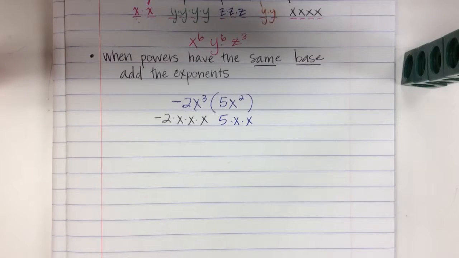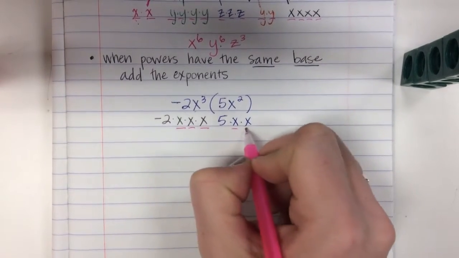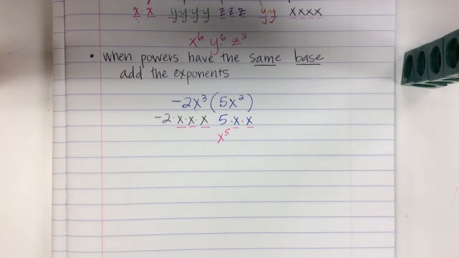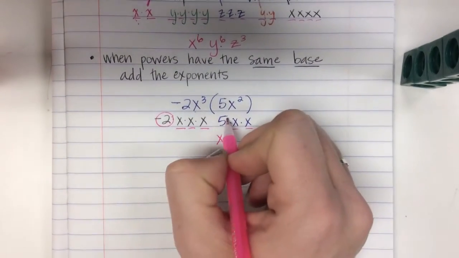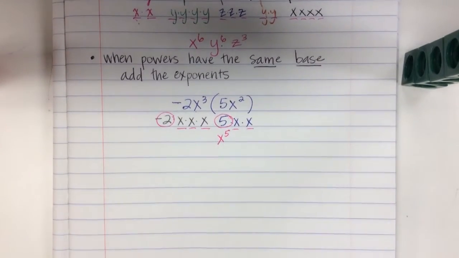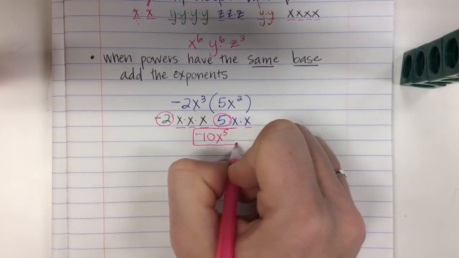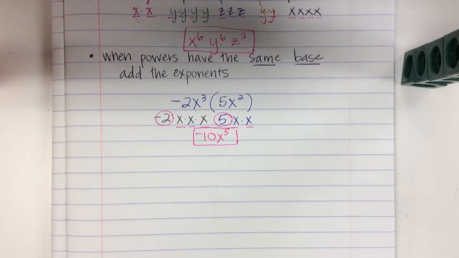But here's the trick. I count 1, 2, 3, 4, 5, x to the fifth. I counted those. But what do you think I should do with those coefficients? I should combine like terms. And they're like terms, right? Negative 2 times 5. So the rule is, when in doubt, write it out and do the math, right? Figure it out.